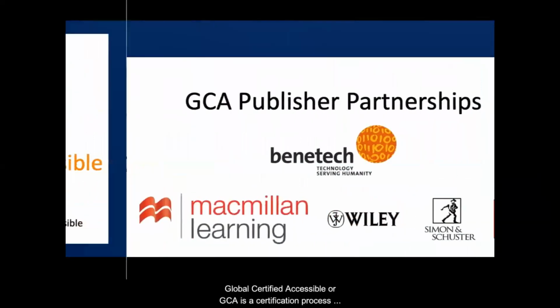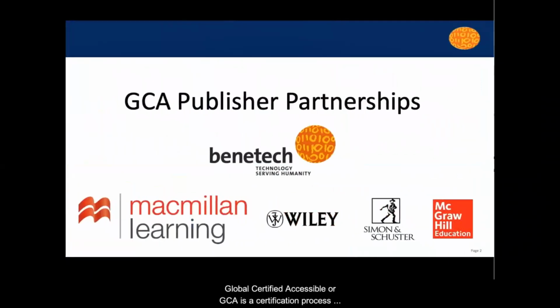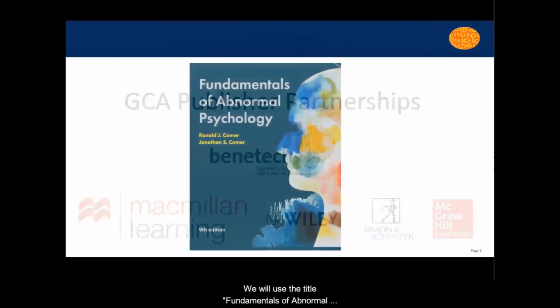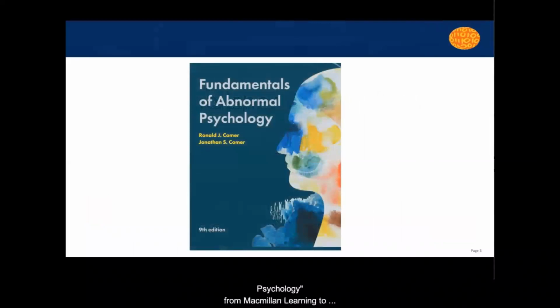Global Certified Accessible, or GCA, is a certification process that is a partnership between Benetech and publishers to help identify gaps in their production pipeline, gaps that are preventing them from producing books that are accessible to people with disabilities. This is an iterative process between Benetech and the publishers, which helps the publishers create books that are accessible from the start. We call these books Born Accessible. We will use the title Fundamentals of Abnormal Psychology from Macmillan Learning to illustrate our process.